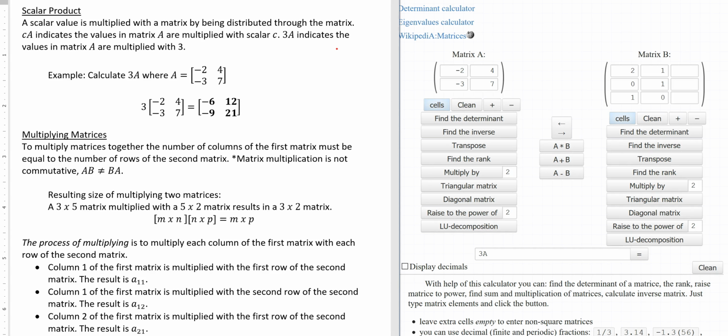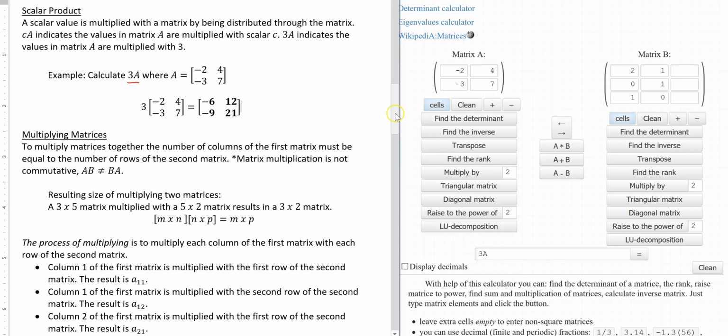And the example below shows that. I'm going to calculate 3A, and I've been given this matrix A. So I multiply 3 with every single element in the matrix. That provided me with this answer of -6, 12, -9, and 21. Scalar products are nice calculations.